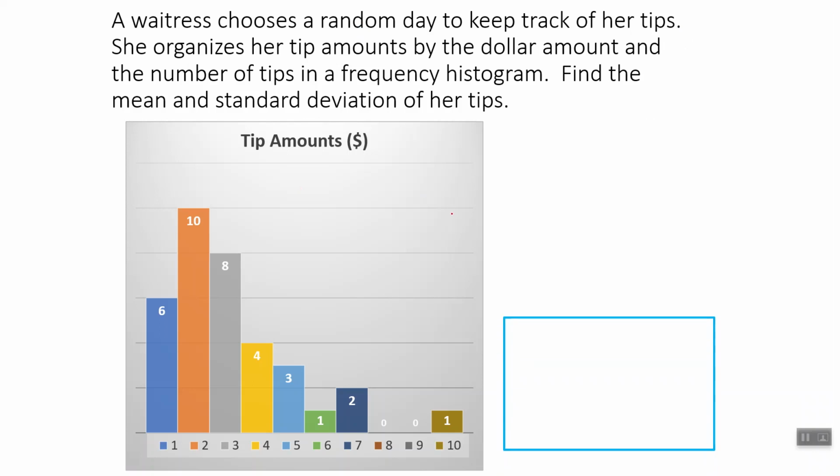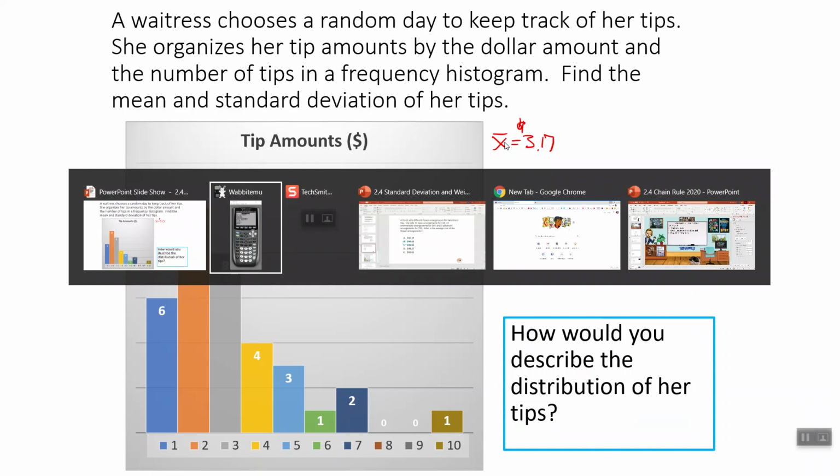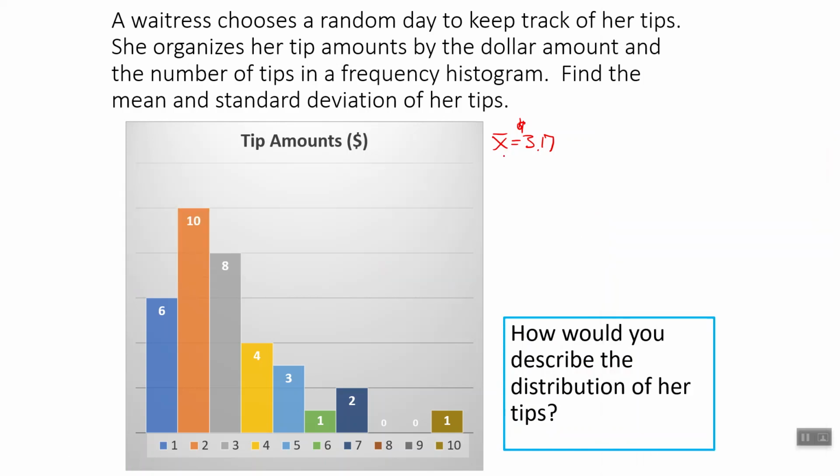So X bar, I don't know if I have them. Nope. X bar is $3.17, and that is in dollars. And the standard deviation was 2 something, 202. So our standard deviation was $2.02. All right, how would we describe this distribution?